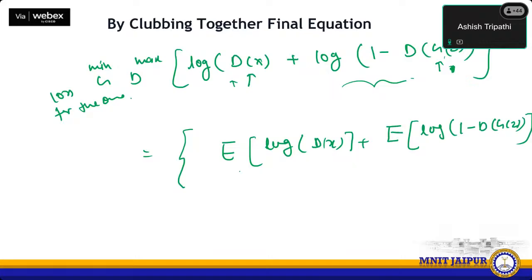So here, where will x belong from? X will belong to the probability distribution of the real data. And here there is no x, rather it is a generated data sample. So this z belongs to the probability distribution of the synthetic data set. Got it?